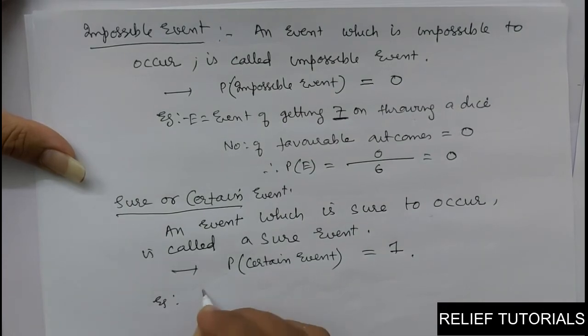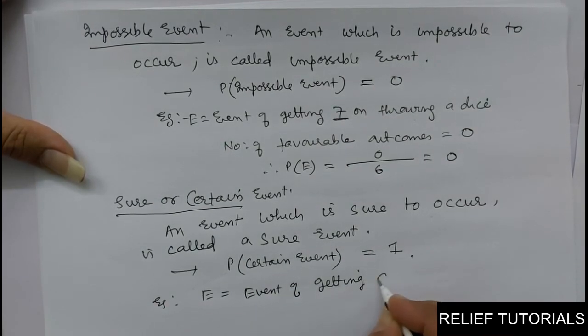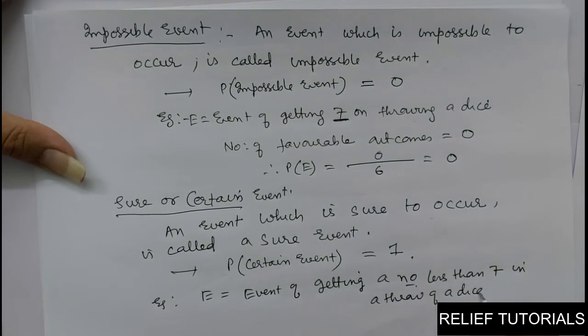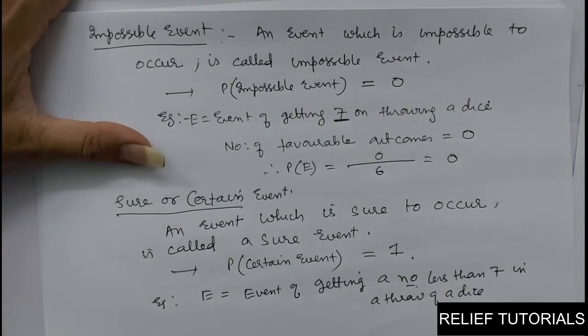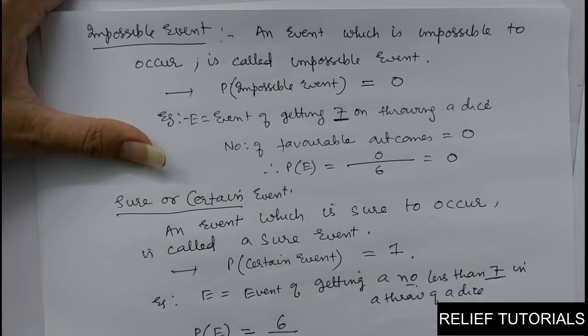Example: the event of getting a number less than 7 in a throw of a dice. You know, a dice has numbers 1 to 6, and all those numbers are less than 7. So we are quite sure that we shall always get a number less than 7 whenever we throw a dice. So probability of event E, less than 7, favorable outcomes are 1, 2, 3, 4, 5, 6. So probability is 6 out of 6, that is equal to 1.